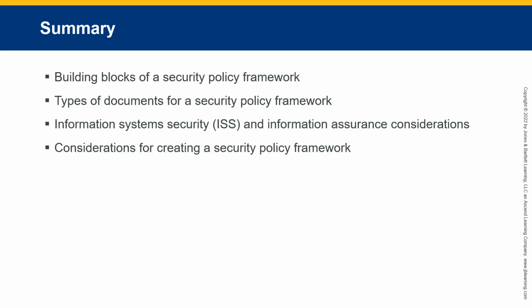Summary. Building blocks of a security policy framework. Types of documents for security policy framework. Information System Security, ISS, and Information Assurance considerations, and considerations for creating a security policy framework. Policy framework development is needed for the establishment and ongoing operation of the organization's security program. It establishes the top leadership's intent as to how information security should be managed. This program begins in documentation in the form of policies, standards, baselines, procedures, and guidance for compliance.